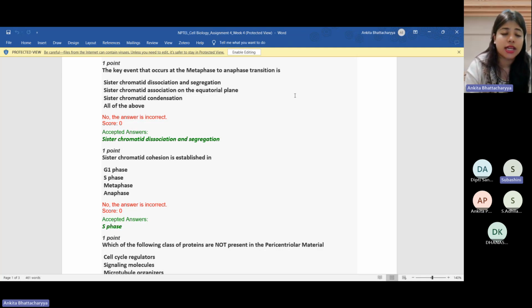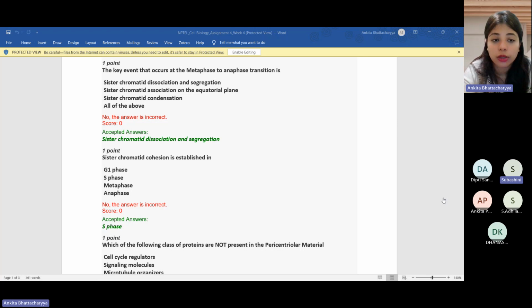The second option is sister chromatid association along the equatorial plane. That is the characteristic feature of the metaphase step, where all of the chromosomes align along the center of the cell, or the equatorial plane of the cell.